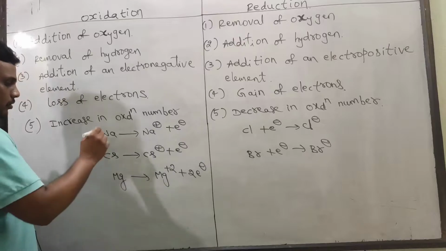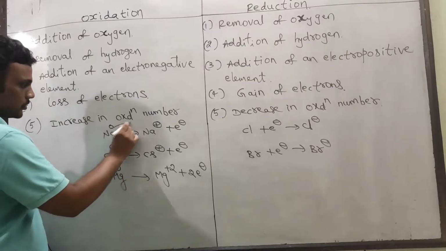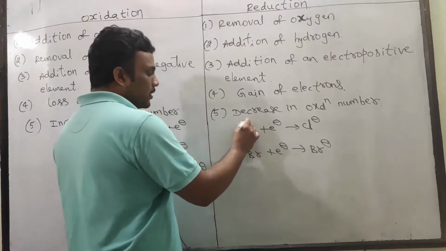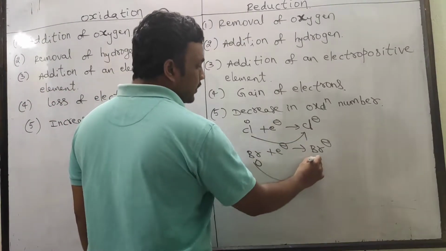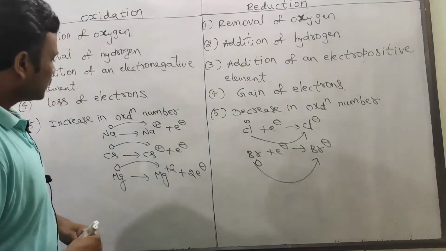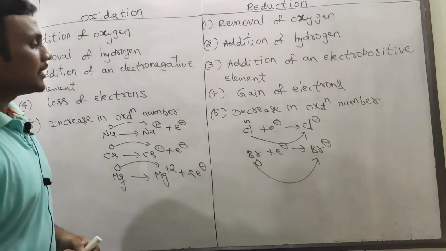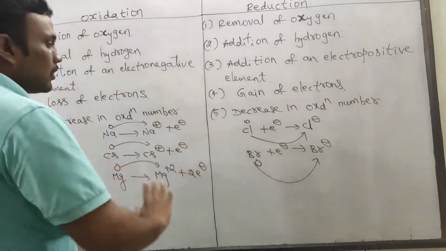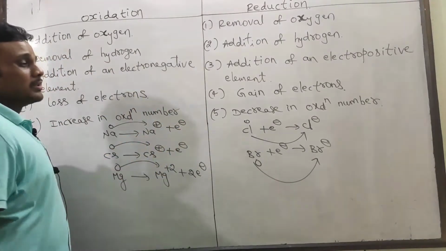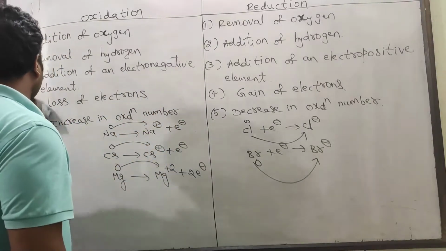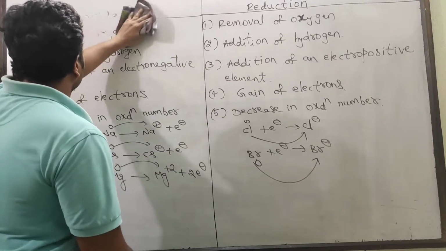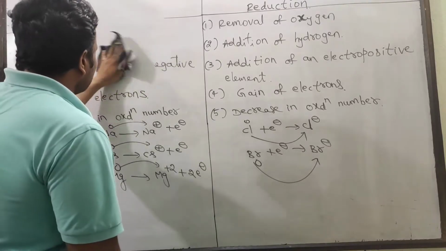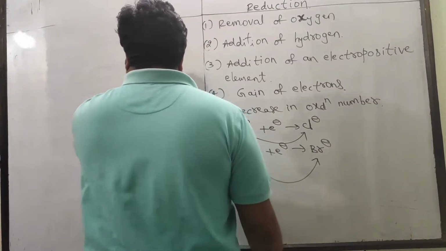In any elementary substance the oxidation state is 0. So 0 to some positive is an increase in oxidation state, and 0 to some negative is a decrease in oxidation state. Increase in oxidation number is always oxidation, and decrease in oxidation number is always reduction. So this is the actual concept and the difference between oxidation and reduction. Let's see some examples of redox reactions and prediction of oxidizing and reducing agents in a redox reaction.